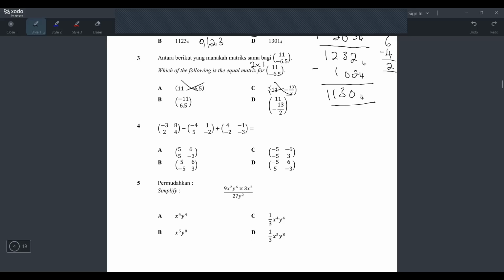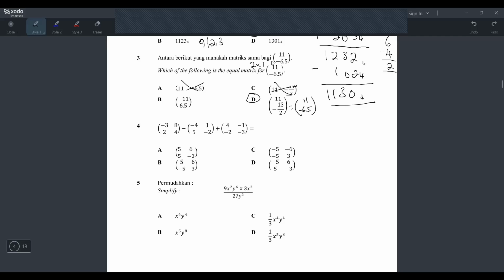And C is automatically wrong also. Okay, for two matrices to be equal, they have to have the same rows and same columns. So it's either B or D, right? And it's very obvious the answer is D. Why not B? Because B is negative 11, 6.5. This one is 11, negative 6.5. Then why is D okay? Because 11 is the same, and negative 13/2, if you press in your calculator, you will get 6.5.